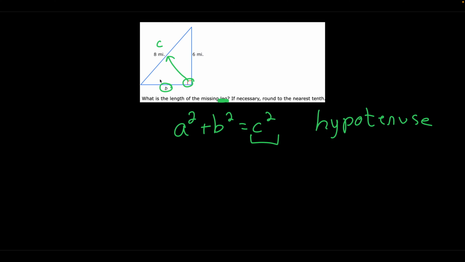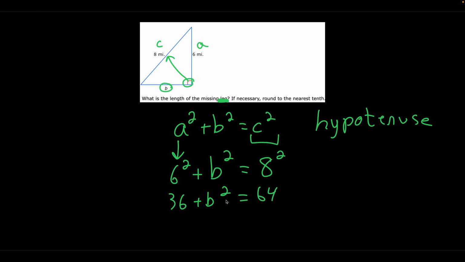We know this is the B and this is A. So now let's plug in what we know. We know that A is 6 from our drawing, so this is 6 squared plus, we don't know what B is, we're trying to find it, let's leave it B, equals C in the drawing is 8 squared. Cool. So now we have an equation, so now we have 36 plus B squared equals 64, and now we just solve equations, right? Minus 36 on both sides.